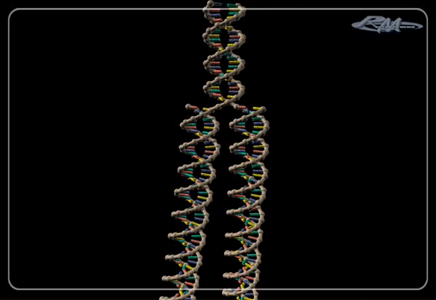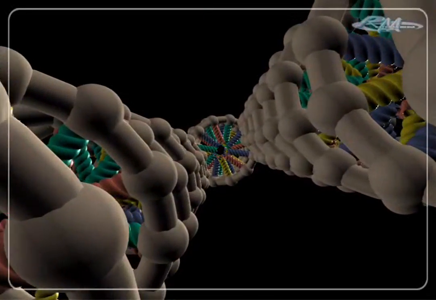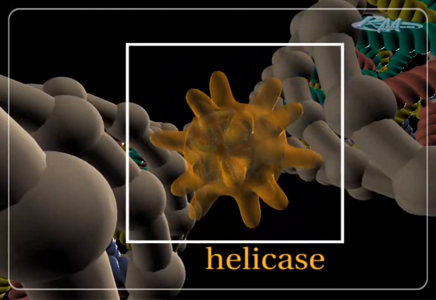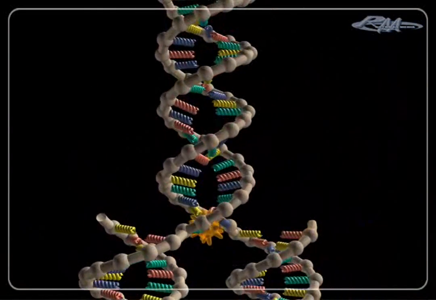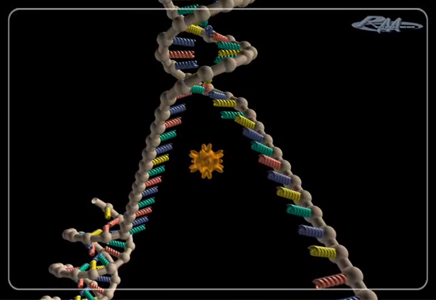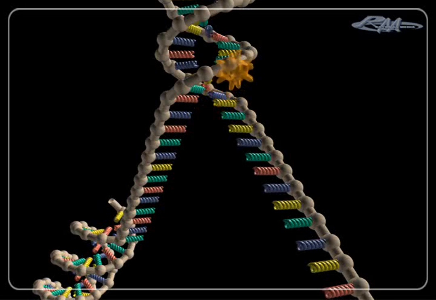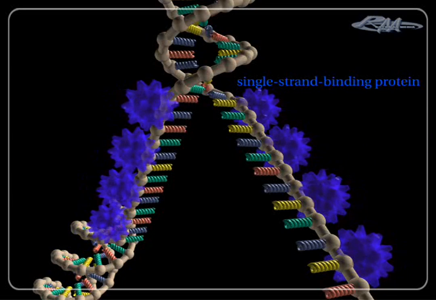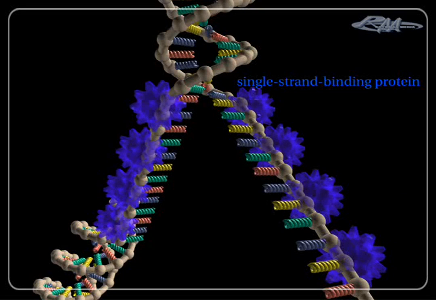other half is new. Replication is initiated at an origin of replication where enzymes called helicases unwind the double helix so that the strands are available to act as templates. Additionally, this unwinding occurs to make room for the required replication enzymes. Single-stranded binding proteins, or SSBs, associate with the unwound helix to keep it from reassociating with itself.